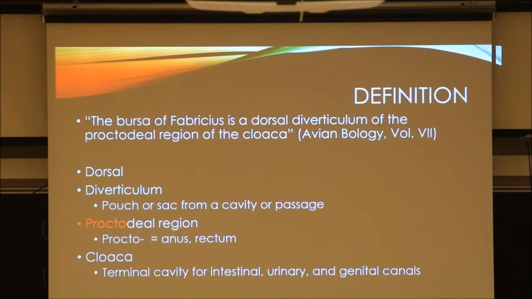And then for proctodeal region, the prefix procto refers to anus or rectum, so we know it's going to be by the bird's anus. And then cloaca is a terminal cavity for the intestinal, urinary, and genital canals in birds. It collects all those and it has a vent that opens. So already, just using these terms, we broke down the definition and we know that the bursa of Fabricius is going to be a pouch on the dorsal side of the animal that is near the cloaca or their anus.